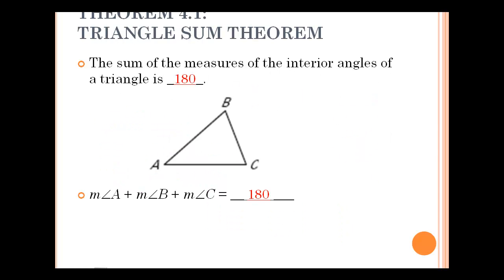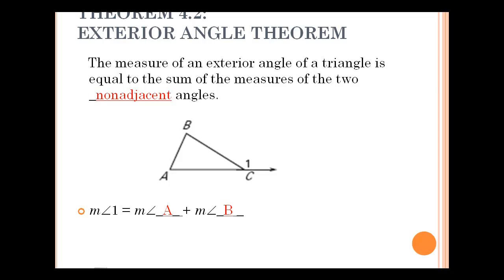Theorem 4.1, it says triangle sum theorem. The sum of the measures of the interior angles of a triangle is 180 degrees. So the measure of angle A plus the measure of angle B plus the measure of angle C has to equal 180. This is a big, big important idea in our class. The inside angles of a triangle always add up to 180.